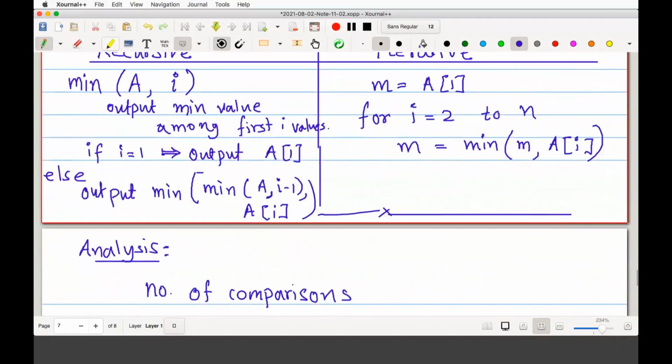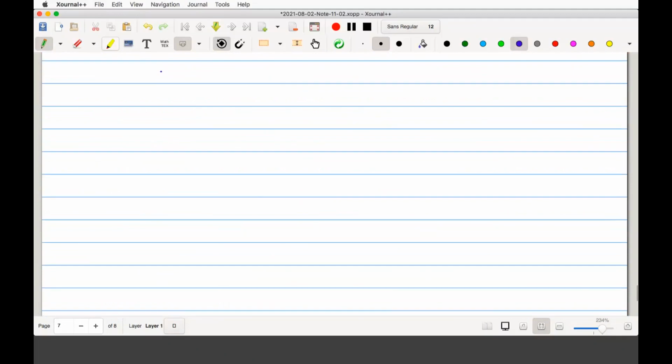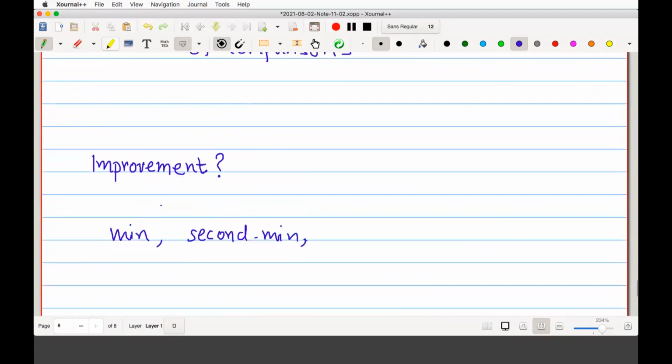We're out of time, so maybe I should already tell you about this. A question you could think about is: suppose in an array you want to find both the minimum and the second minimum. How will you do that? You can think about it. There are some obvious ways of doing it, and can you design some faster algorithms as compared to the obvious algorithms? You can think about it, and we'll discuss it next time.